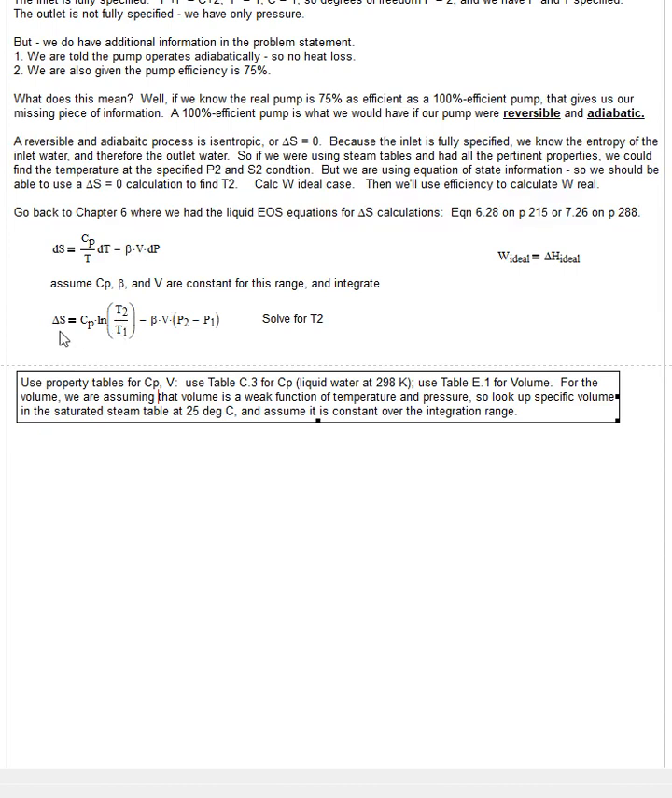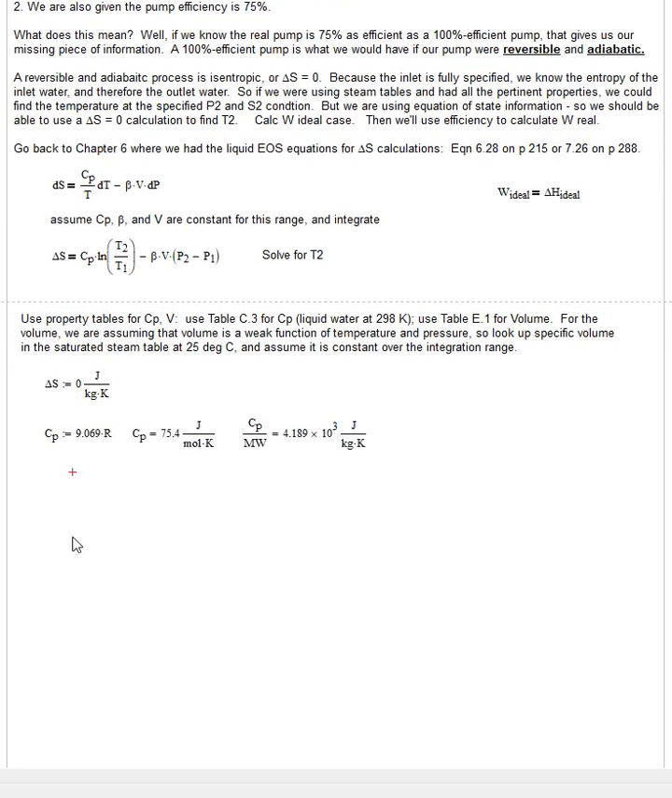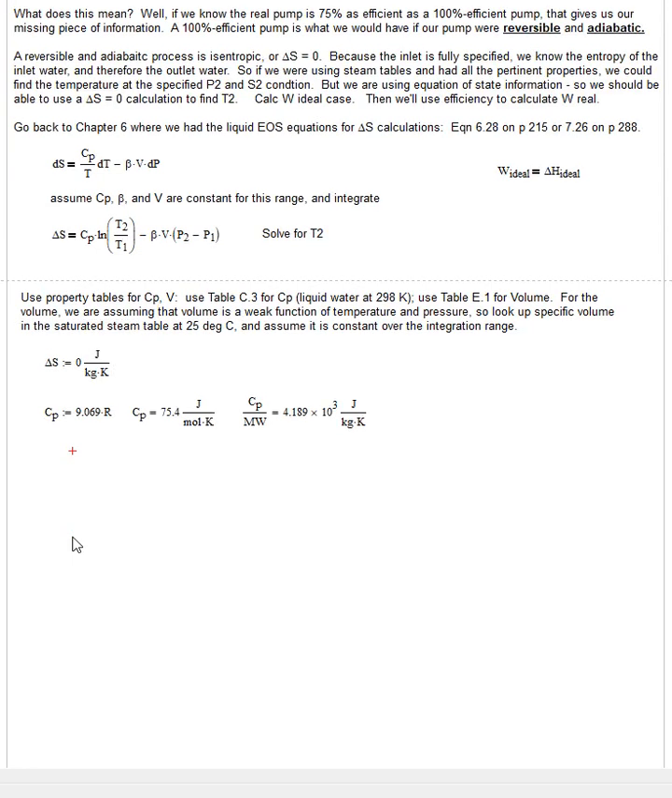So in this equation, remember where we're at. We're using delta S equal to 0 to calculate T2. Once we know that, we can calculate delta H for the isentropic process, and then calculate work for the isentropic process, and then calculate work for the real process. So here's our equation, and we're setting delta S equal to 0. We get Cp data from table C3. Table C1 is for gases, for ideal gases. Table C3 is for liquids.